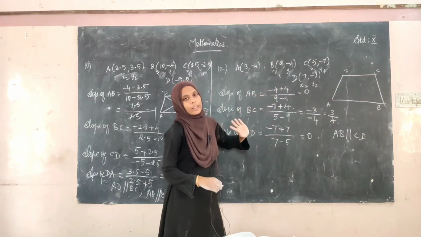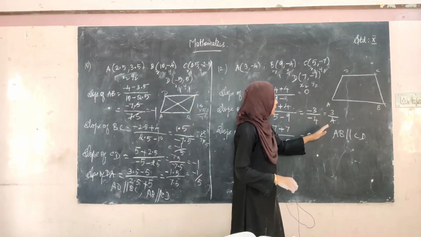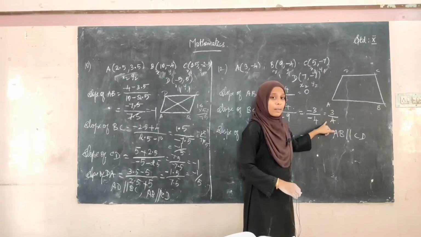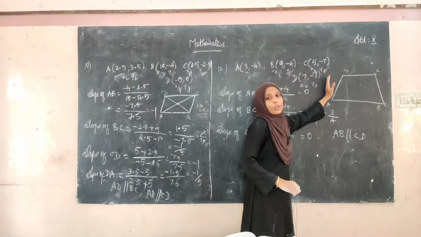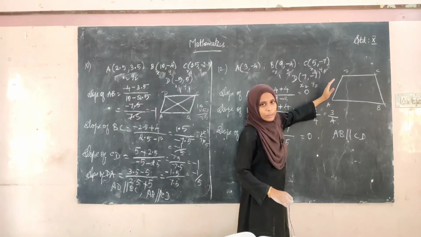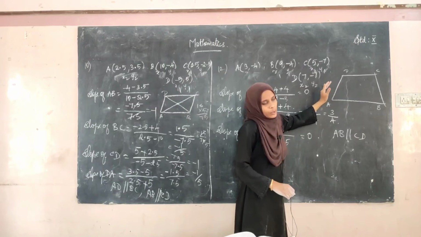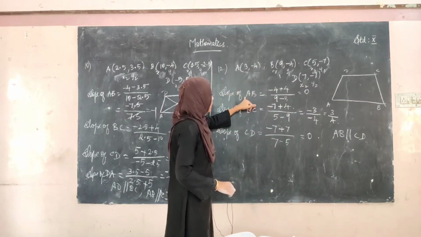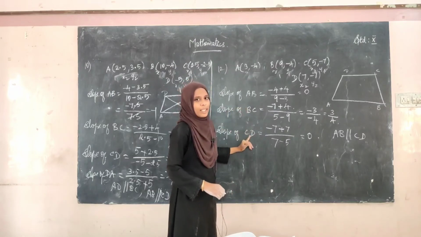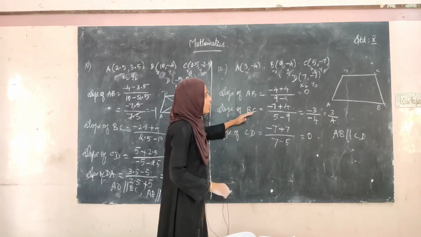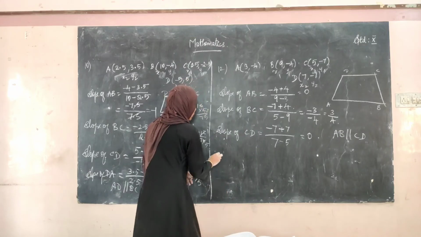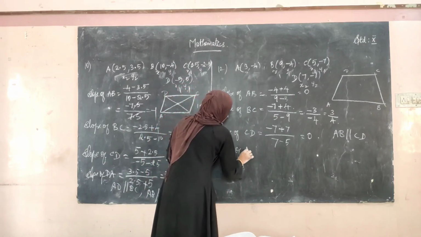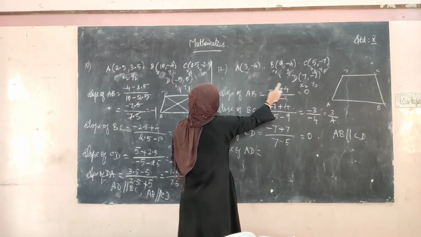Now, do you want to find the other one? You have to find it. Okay. If we get the same answer, AD equals 3 divided by 4, then this is not a trapezium. It may be a rhombus or a parallelogram. So you have to check whether it is a trapezium or not. See, we got the slope of AB and CD is the same, right? We have to check for another one also, that is the slope of AD, equal to A and D.